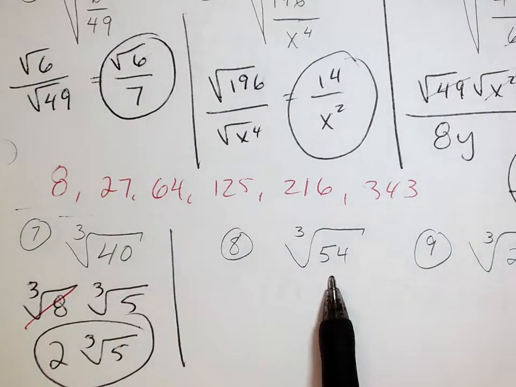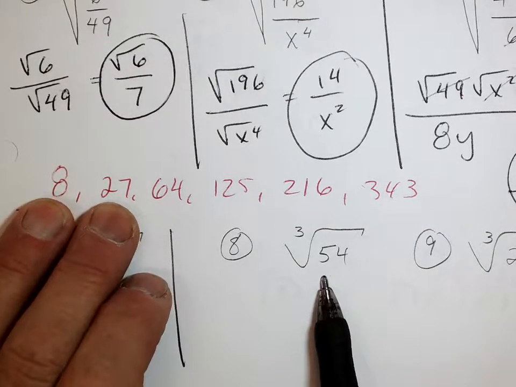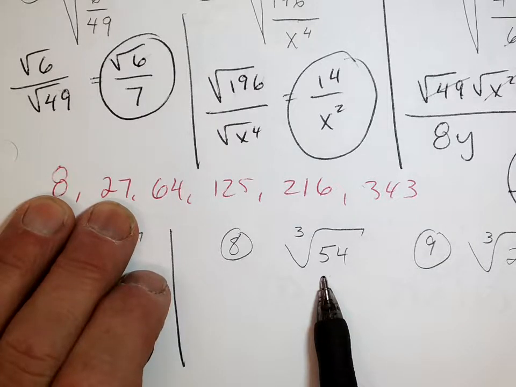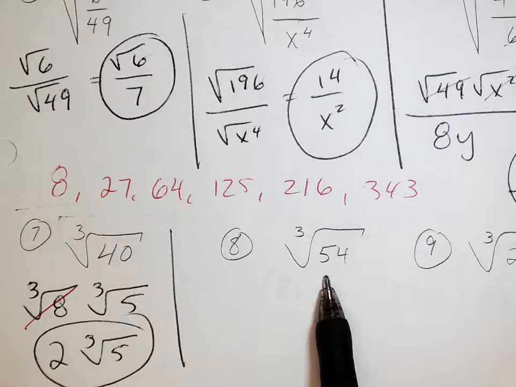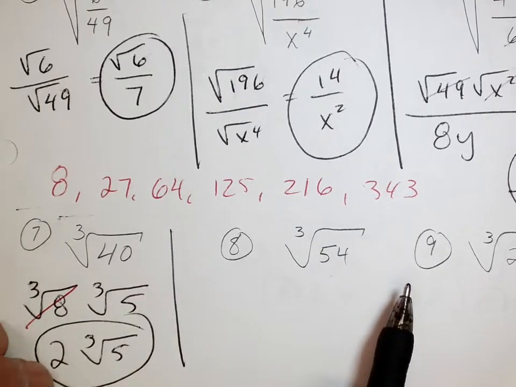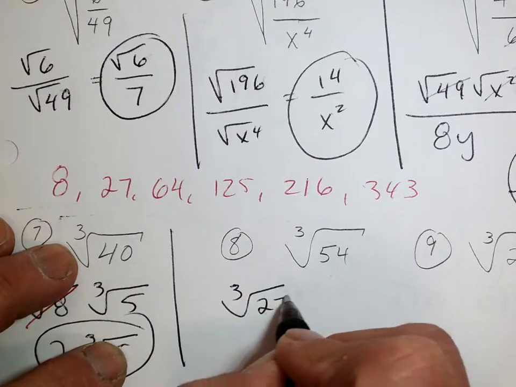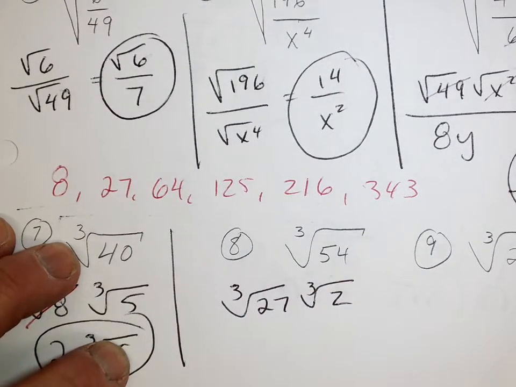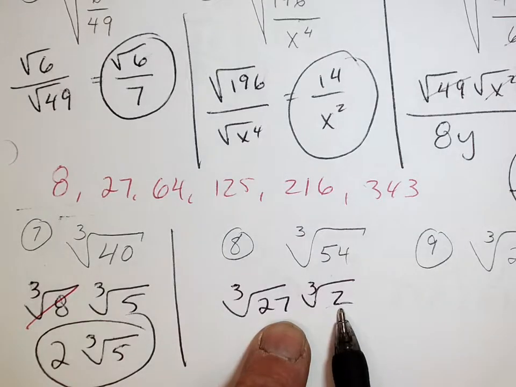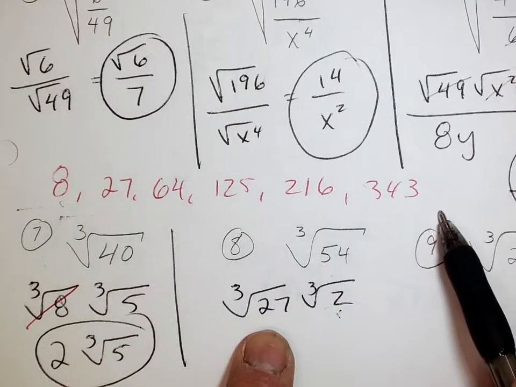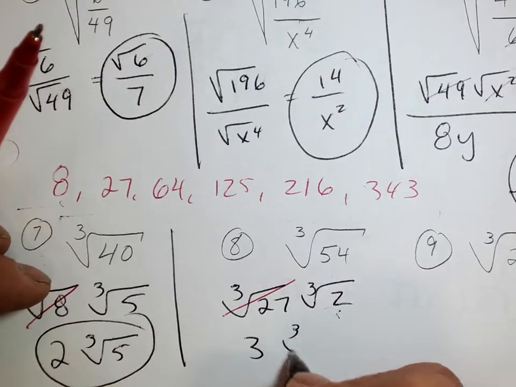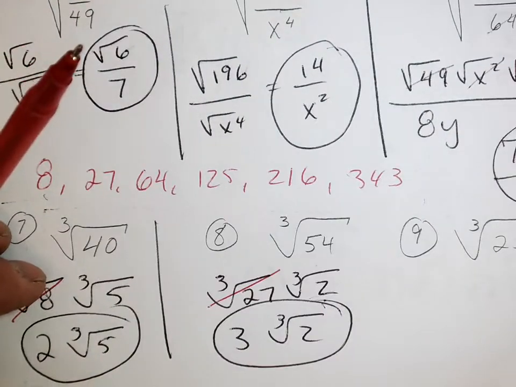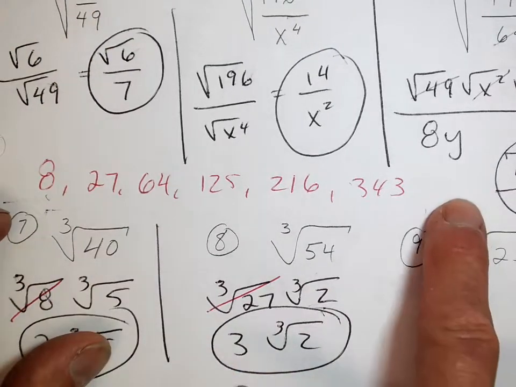Okay, 54. 8 and 7. 8 times 7, I think, is 56, yeah. So what do you think? 27 and 2, yes. Thank you. How about the cube root of 27, cube root of 2? There you go. 27 times 2 is 54. We want 27 because it's a perfect cube, right? And so then the cube root of 27 is 3, times the cube root of 2, okay? So you just have to find what times what, but it needs to be one of these perfect cubes.